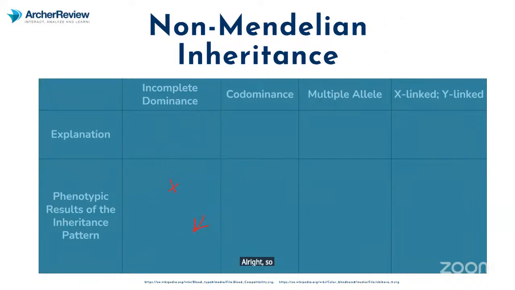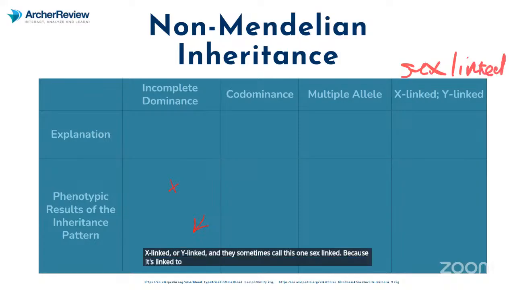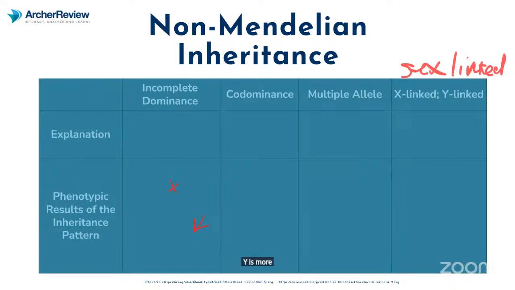So of the non-Mendelian inheritance, we have 4 that we're going to shine the spotlight on. One is known as incomplete dominance, codominance, multiple allele, X-linked or Y-linked. And they sometimes call this one sex-linked because it's linked to the X chromosome typically. Y is more rare. So let's take a look.